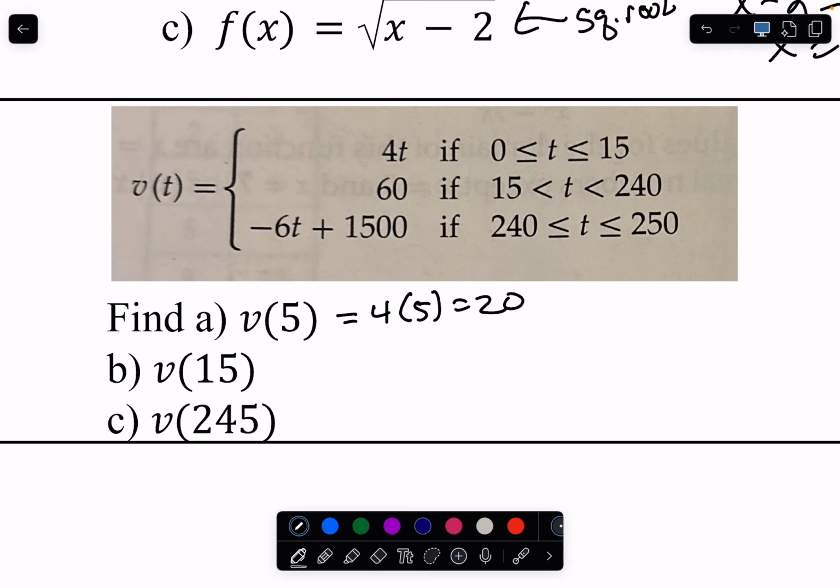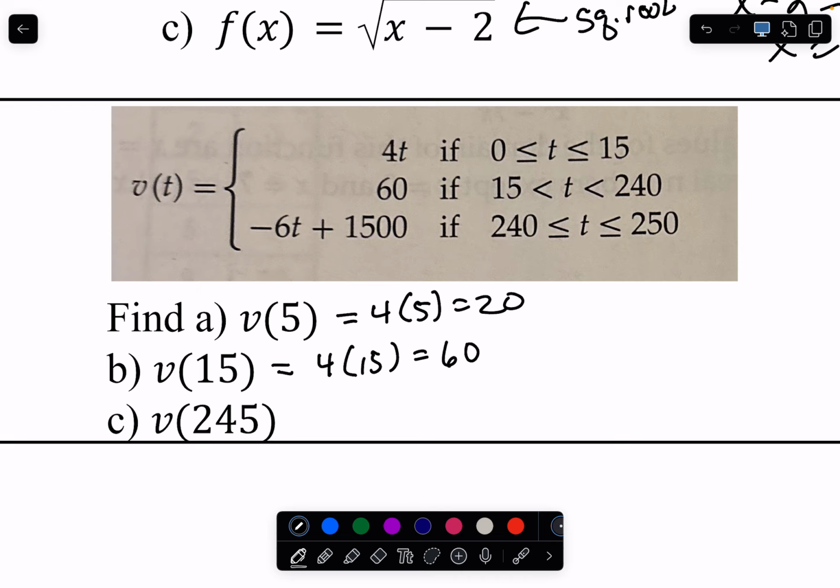Okay. 15. 15 is a tricky one. It's on the border between functions. Which one has the equal to for 15? Does the top one have the equal to for 15, or does the bottom one, or the middle one? This one has the equal to. That means we use the top function. So that would be 4 times 15, which is 60.